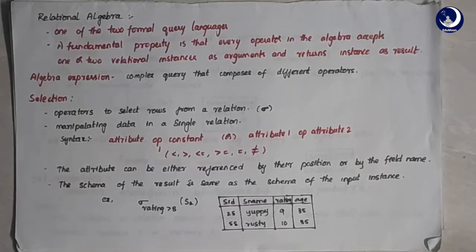And the fundamental property is that every operator present in the algebra accepts one or two relation instances as arguments, that means as inputs, and it returns another instance as a result. That means the input that we are giving to our relational algebra operator is one or more relations, and the output that we are getting is also a relation instance.